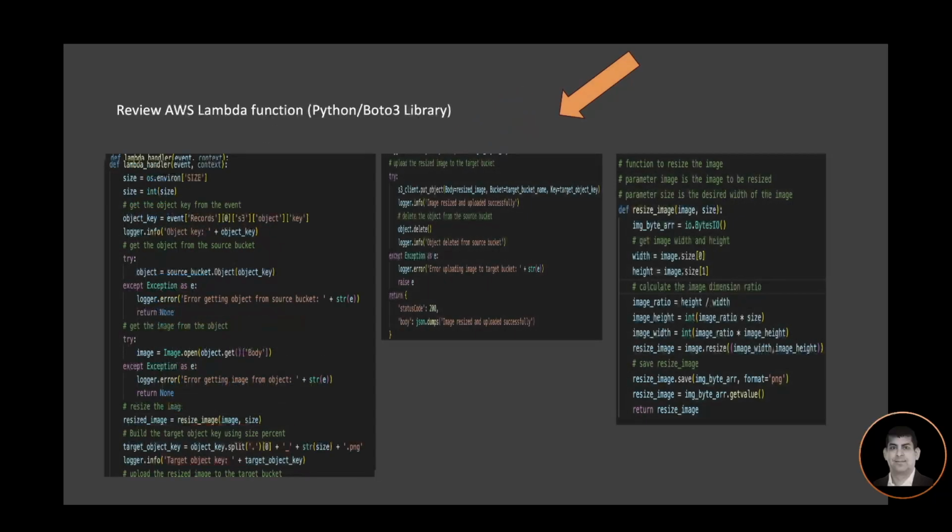Let's look at the Lambda function. The Lambda function is retrieving the object key, which is the image name, and once the image is retrieved from the source bucket, we are calling a resize image function, which takes the image and the size as parameters and returns a reduced size image. This reduced size image is then uploaded to the target S3 bucket.